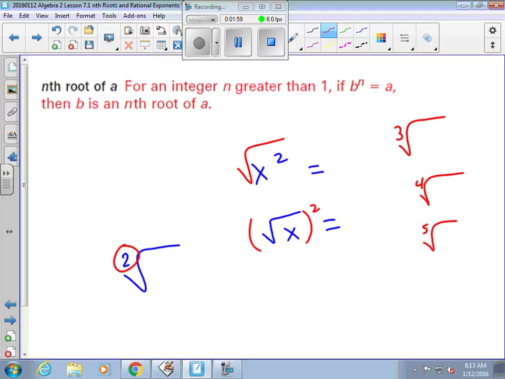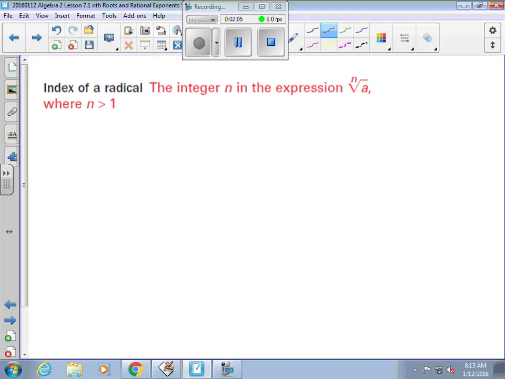Again, I mentioned to you guys yesterday that those numbers will start to be familiar to you. And typically the numbers will be very small. You don't have to get very large with them. The index of a radical, the integer n, in the expression the nth root of a, where n is greater than 1. The index is a positive number greater than 1. So when I ask you what is the index of the cube root of 8, this is the index. Which root are you talking about?